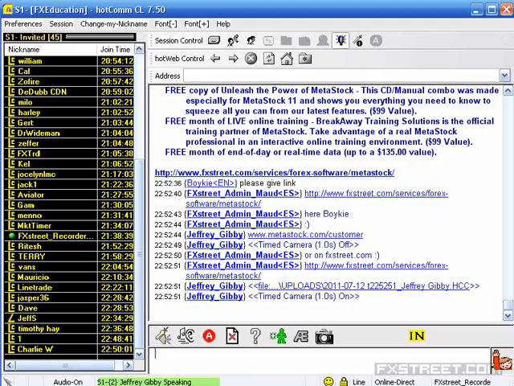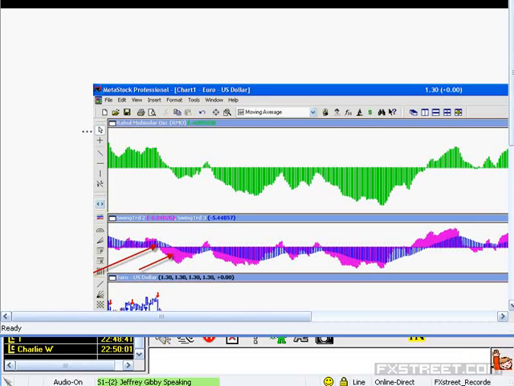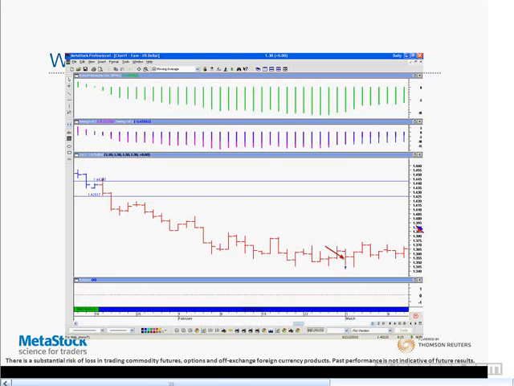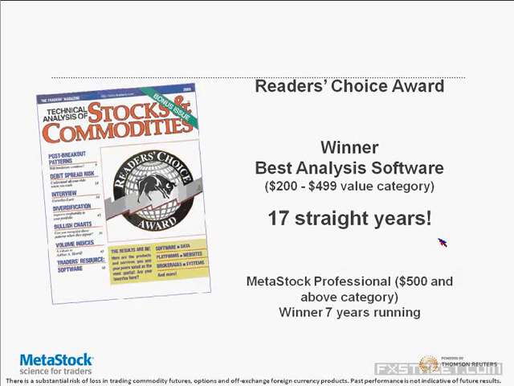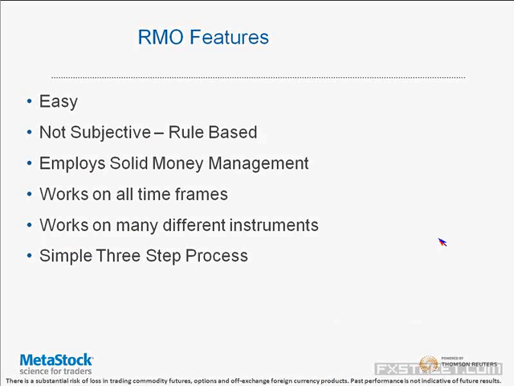Now let me just go through this again real quick. We talked about stop placement, moving our stop. Again, these are the reasons that I like RMO. For me, it's easy. I have a lot of things to concentrate on aside from whether I'm in the market or not. I've got a full-time job. I've got 3 kids. I want something that's easy, totally objective and rule-based, using solid money management.